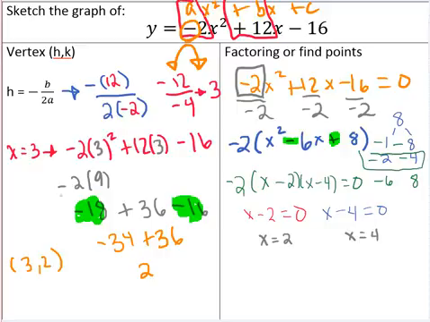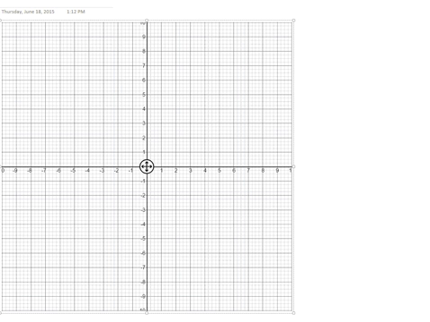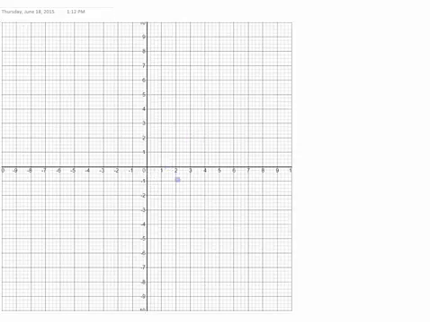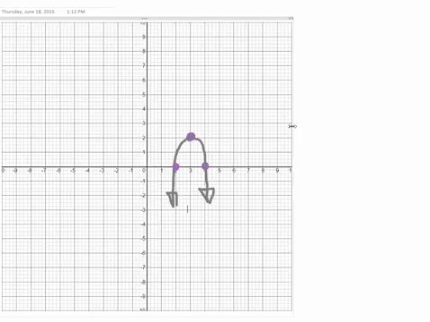So we have our vertex of 3 and 2, and our roots of 2 and 4. So let's graph those. Okay, so our vertex was 3 and 2, so over 3, up 2. Okay, and we had roots at 2 and 4. So we're going to graph that going in the direction, so we're going to drop and go down. And there's our roots and our graph.